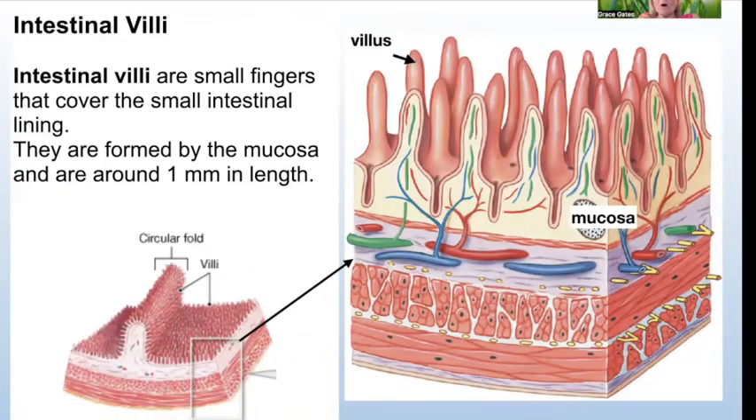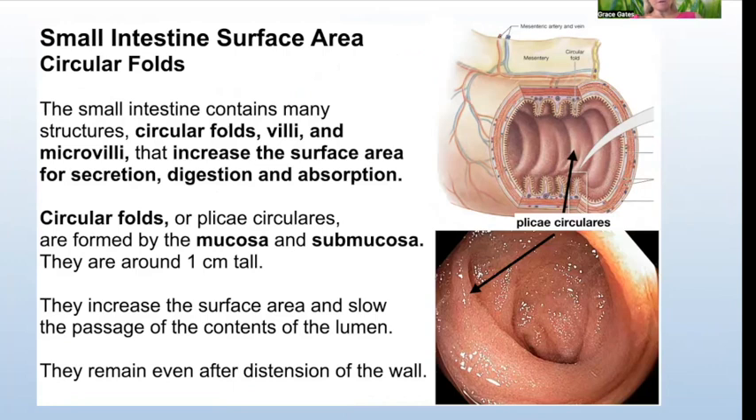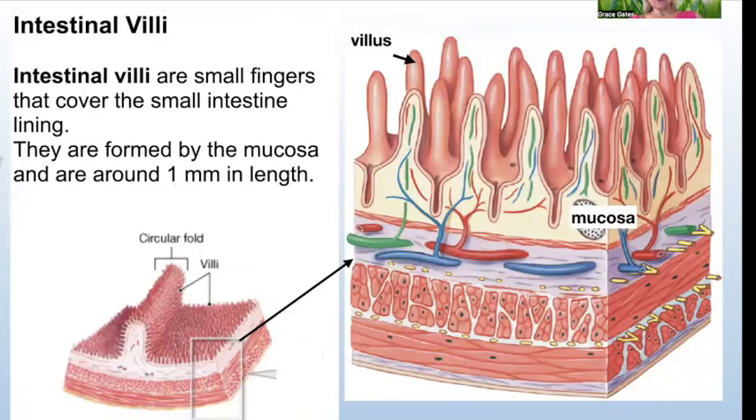Intestinal villi are small fingers that cover the small intestinal lining. They are formed by the mucosa and are around 1 millimeter in length. Okay, so we went from a 1 centimeter circular fold, and then each of the circular folds are covered by villi that are 1 millimeter in length.